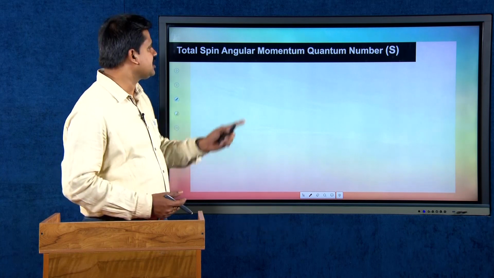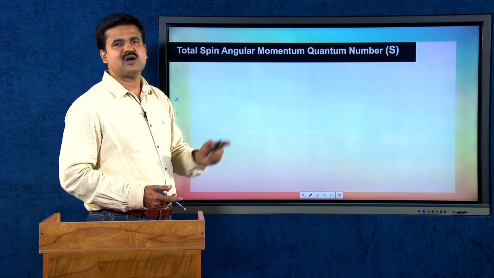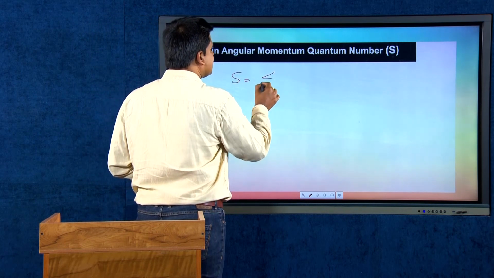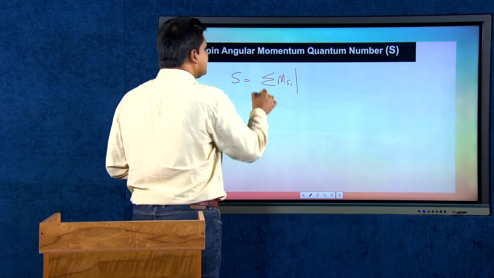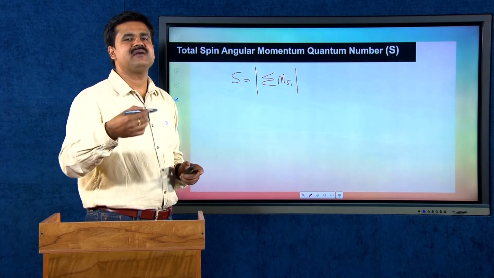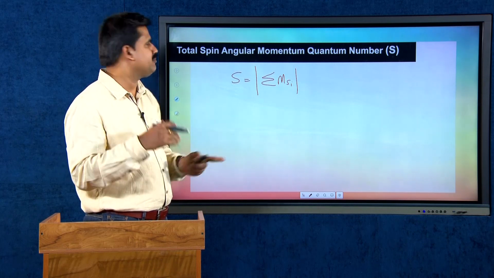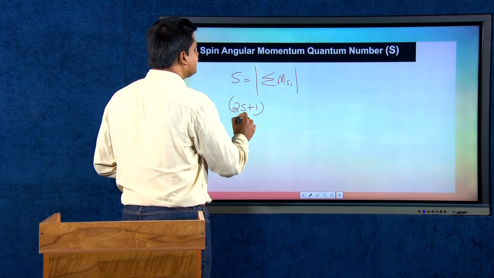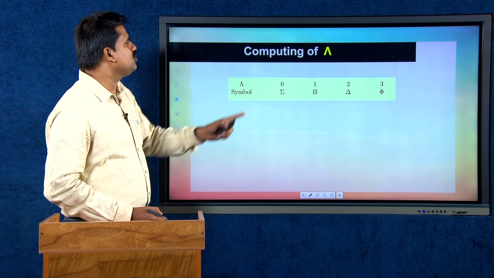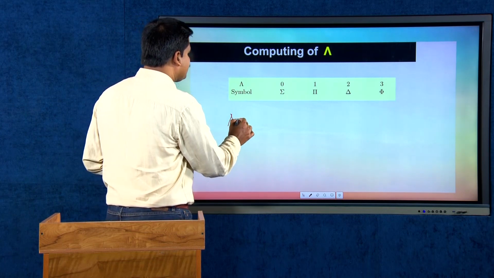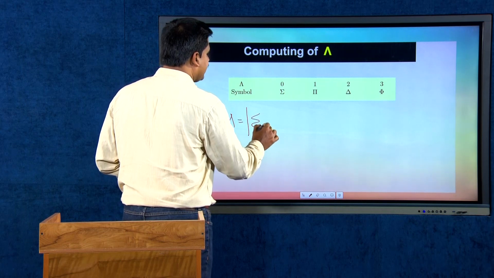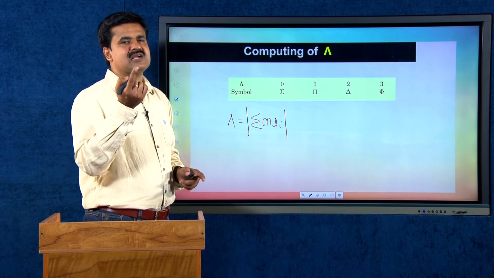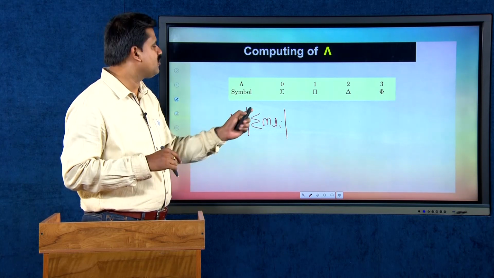We can move on to each term. The first term is the total spin angular momentum quantum number. S is computed by the relation S equal to modulus of sum of m_si. That means we have to pick out all the unpaired electrons and add their spin quantum numbers to get the value of S. And as in the case of the atomic term symbol, 2S plus 1 will give the multiplicity also. Then moving on to computing lambda. Lambda is very important, which can be computed by the modulus of sum of m_li. m_li represents the component of angular momentum along the z direction for the ith electron.